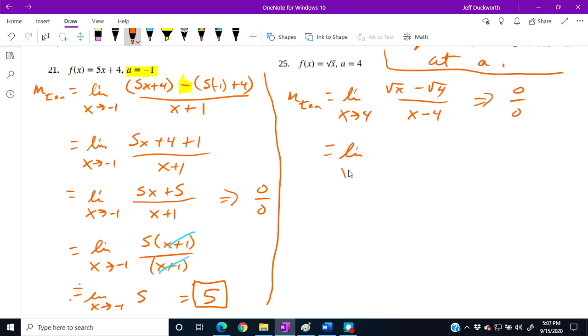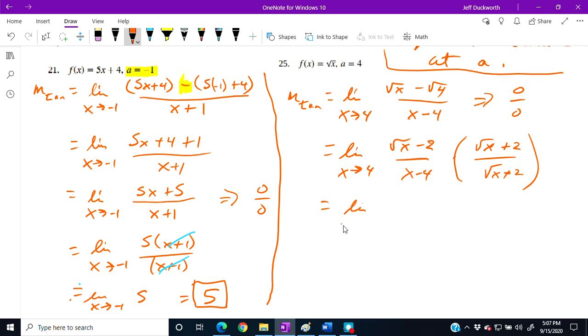So let's do this. Root 4 is 2. So this is root x minus 2 over x minus 4. But we're sitting with a square root. If we multiply by the conjugate, that should clear that up. And again, we're not going to distribute the denominator. So we're going to multiply this by 1, which is going to be root x plus 2 over root x plus 2. We're allowed to multiply by 1. Root x plus 2 is the conjugate of root x minus 2.